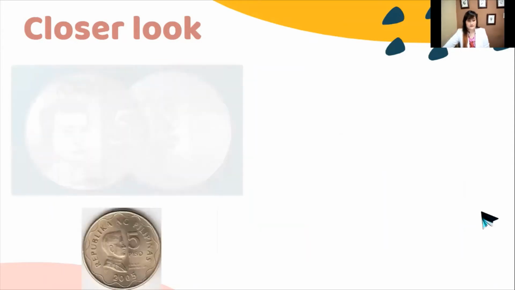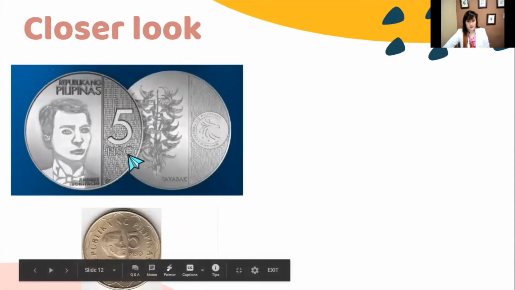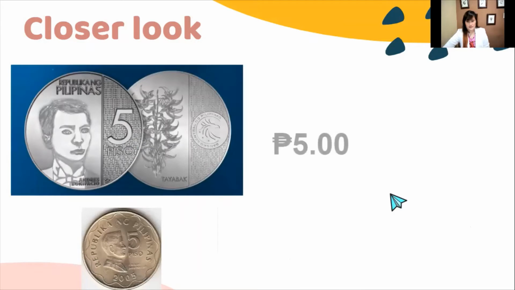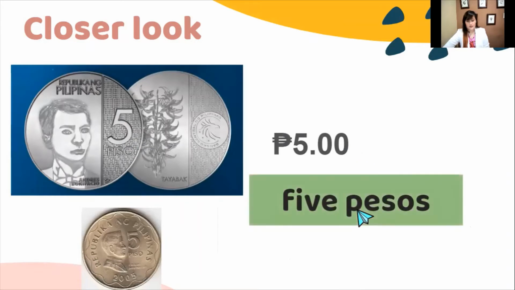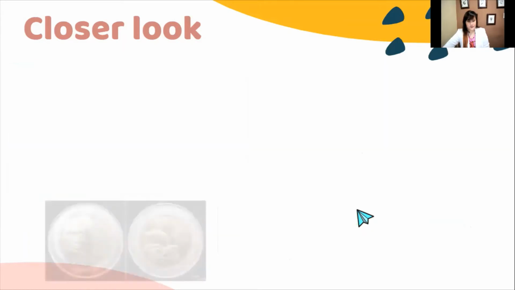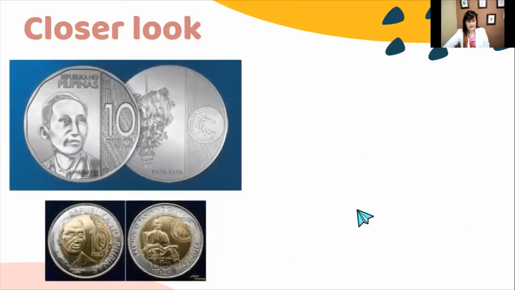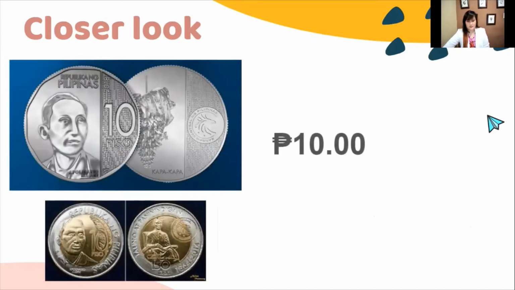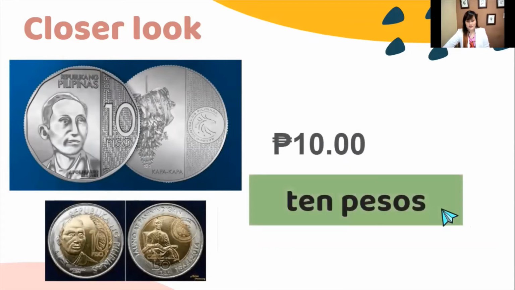Next one we have, you're correct, this is number 5, and this is what we call 5 pesos. This is how we write it in symbol and how we spell it, 5 pesos. Next one we have our, correct, that is 10 pesos. This is how we write it in symbol and how we write it in words, 10 pesos.